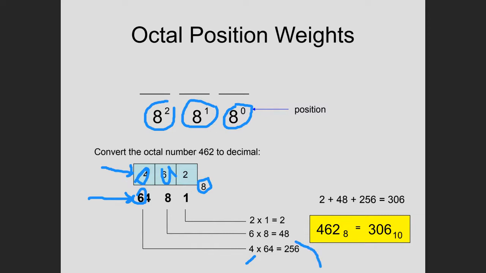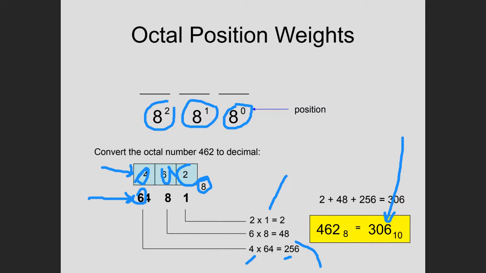And I got 2 1s, so I got 2 times 1. And you add all those up, then this is what you get right here. So our 462 in base 8 is a 306 in base 10. That's the way we would think about it as humans.